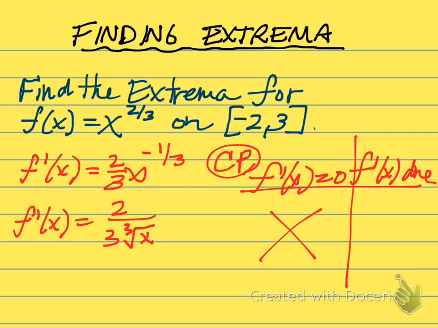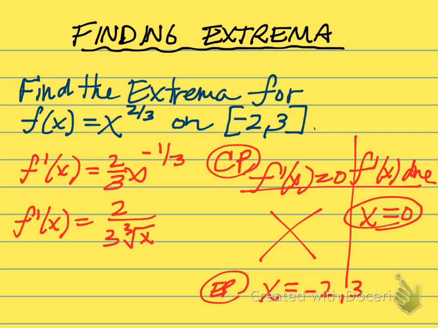Now, the bottom of our fraction can be 0, and that would make the derivative have division by 0, and that's bad. So the derivative doesn't exist when the bottom of the fraction is equal to 0, and that will happen when x equals 0. So there's one critical point. We have endpoints as well. We're on a closed interval, so we have endpoints at both -2 and 3. So there are actually three possible locations for extreme values: 0, -2, and 3.